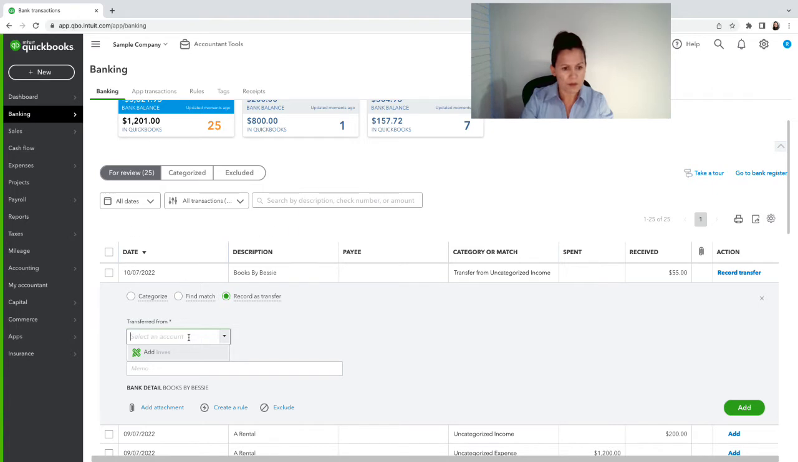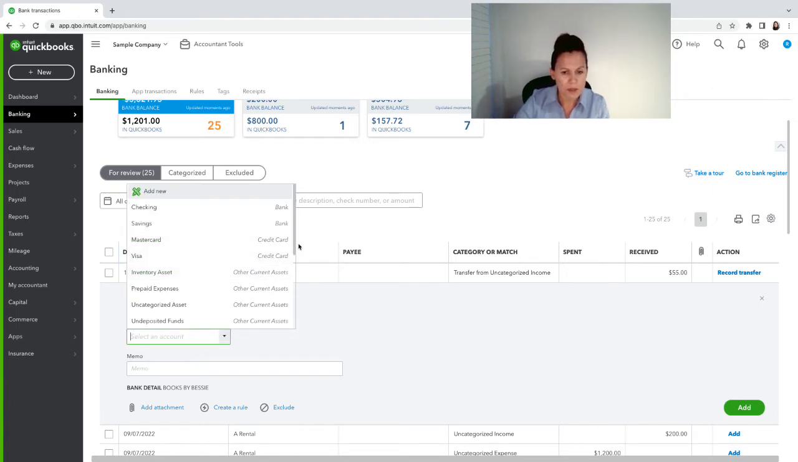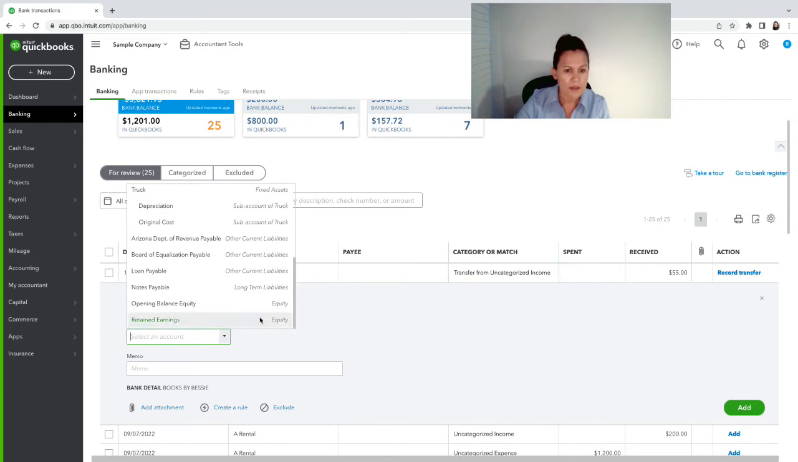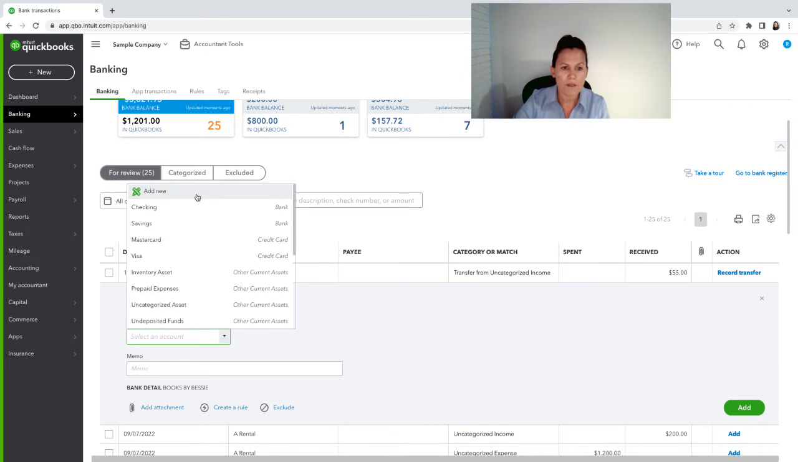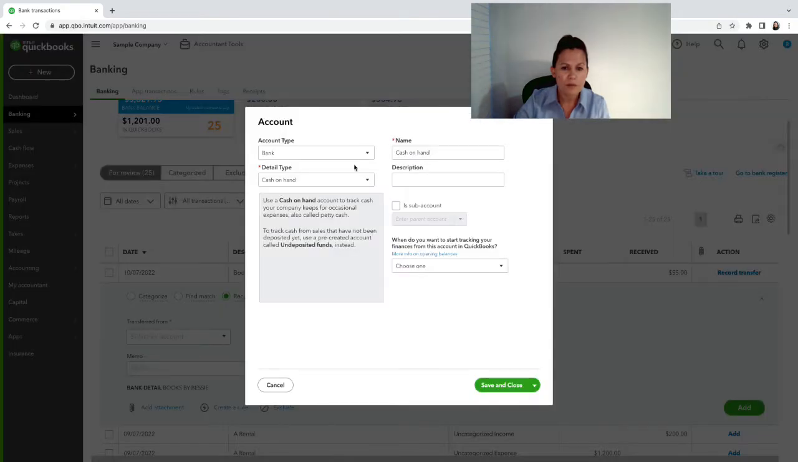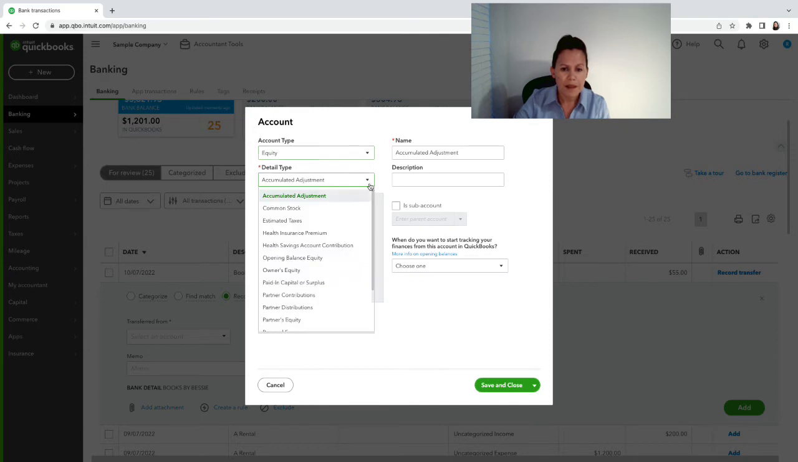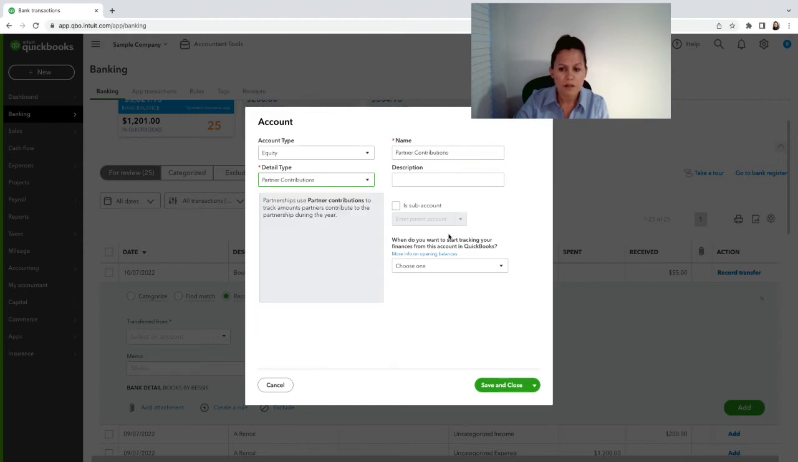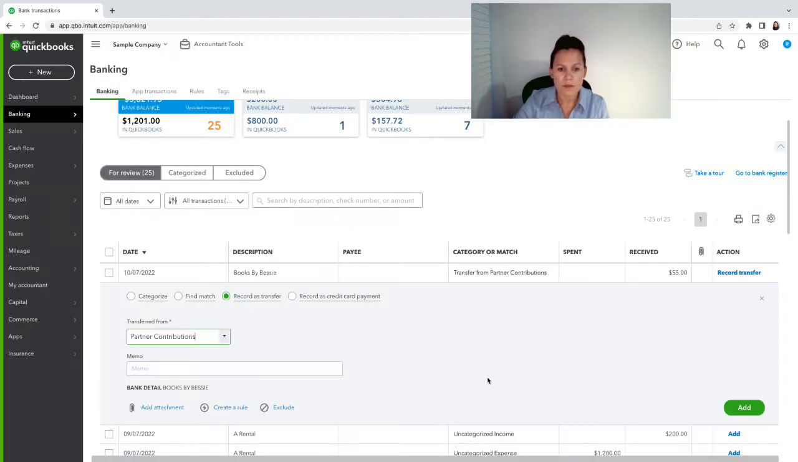Oh, okay, this is a sample account, so we're going to take a look here. It's an equity account. There it is. We don't have it here, so we can add new, and it's an equity account, partner contribution, and save and close. Okay, so I can transfer to partner contribution, and that would be great.